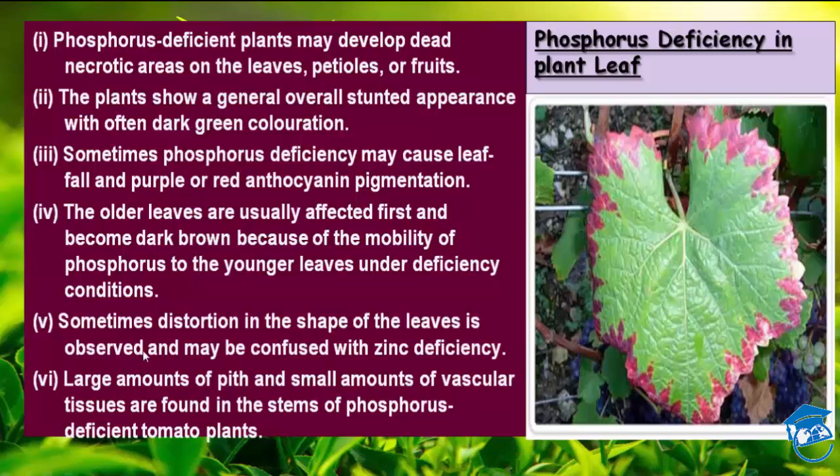Another deficiency symptom is sometimes distortion in the shape of the leaf, which may be confused with zinc deficiency. A large amount of pith and a small amount of vascular tissue are found in the stem of phosphorus deficient tomato plants.